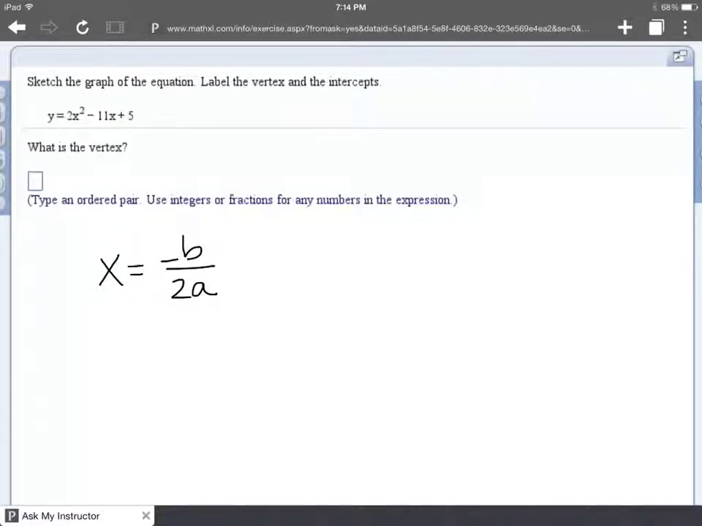find the y coordinate. So b is the coefficient of the x, and since we want to make that negative, it's negative 11. And then we do 2 times a, and the a is always the coefficient of x squared. In this case it's a 2. So we have a positive 11, negative 11 is positive 11 over 4. Now that's only half of our vertex.